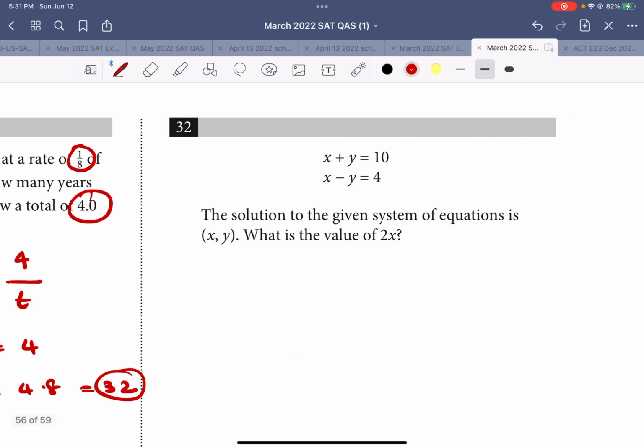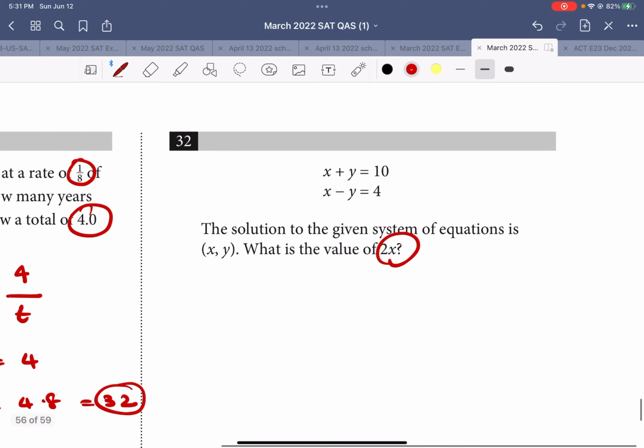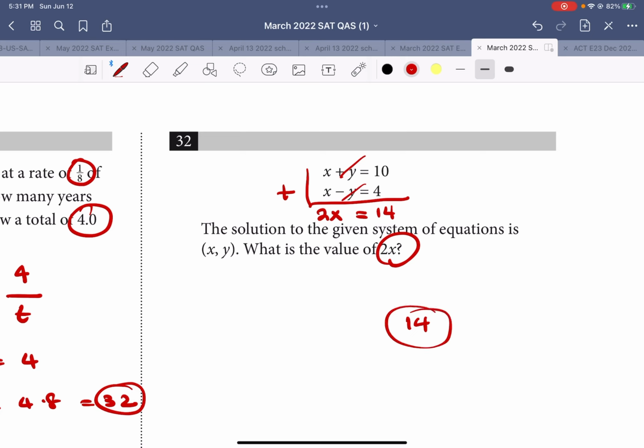Number 32, they give you a system. The solution to the system of equations is (x, y). What is the value of 2x? So we're looking for 2x, remember that? You can highlight it like that. And then for this one, I'm going to add the equations to eliminate y, because you're going to end up with 2x equals 14. Then the answer is 14, right? Because they ask what is 2x.